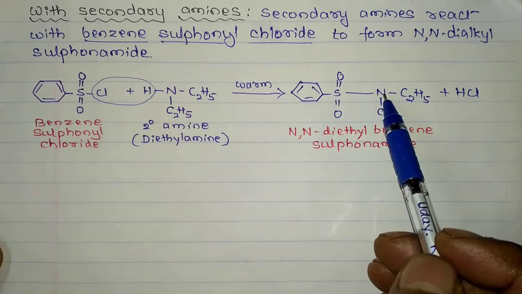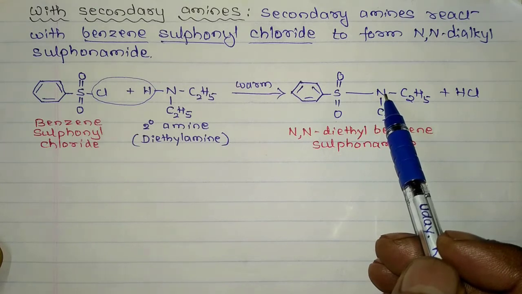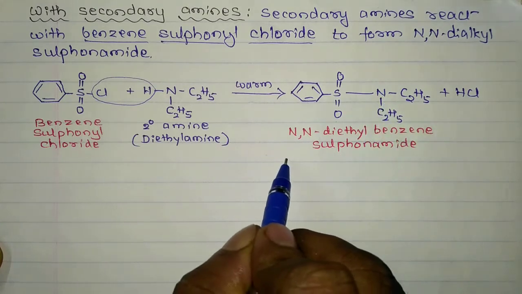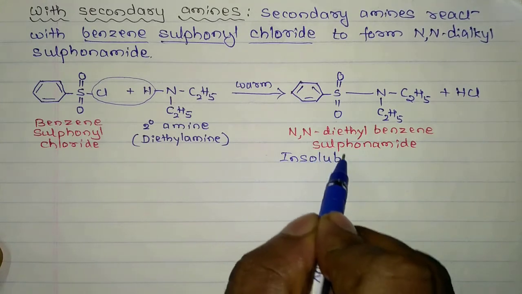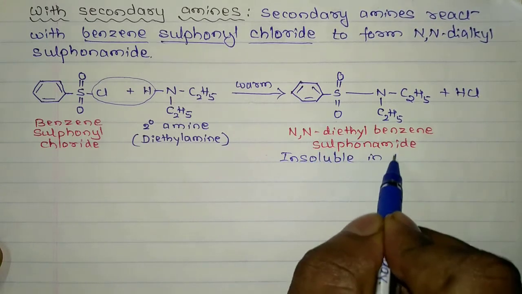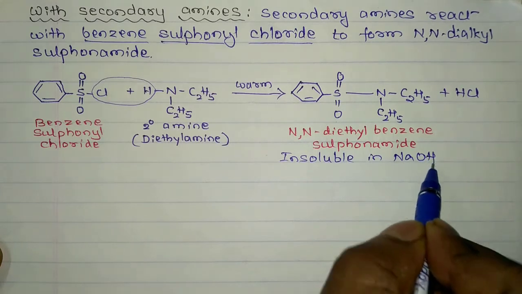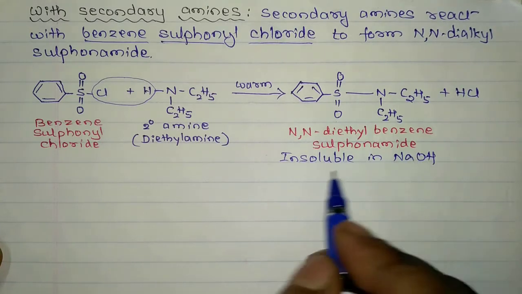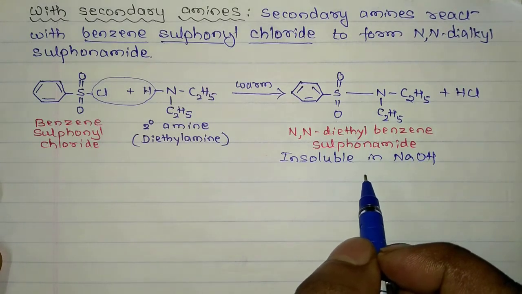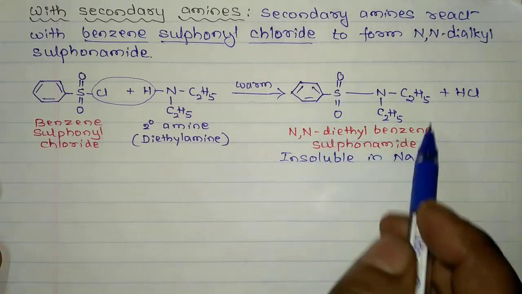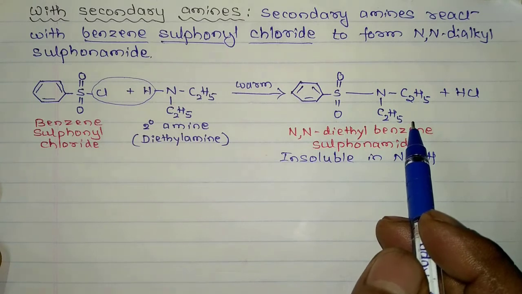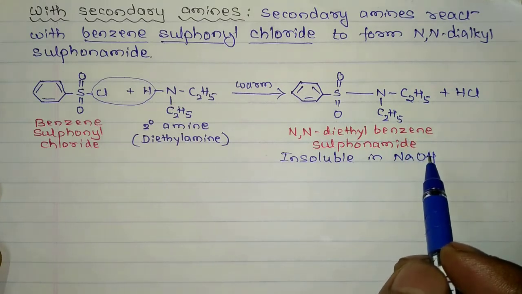That means acidic hydrogen is not present on the nitrogen atom. It is insoluble in sodium hydroxide. Hence, it gives a precipitate. On acidification, or adding acid, the free sulfonamide is formed. Hence, the precipitate remains as it is.